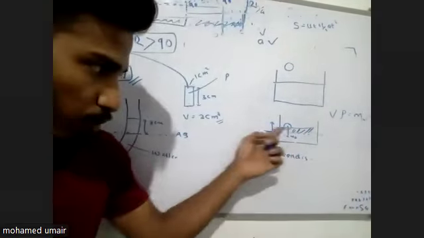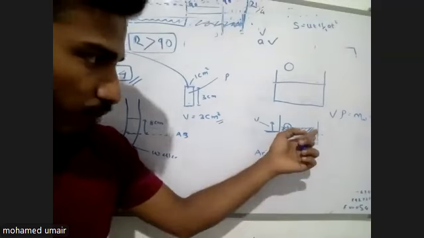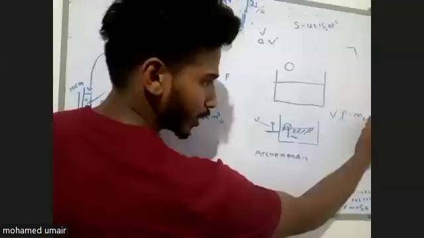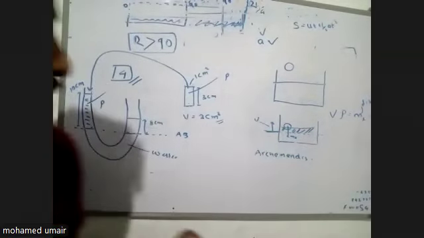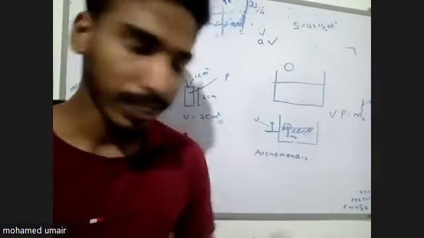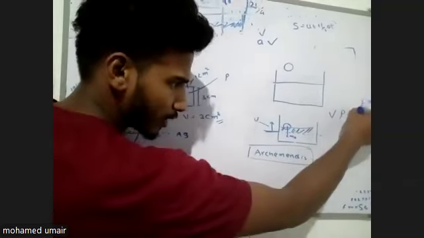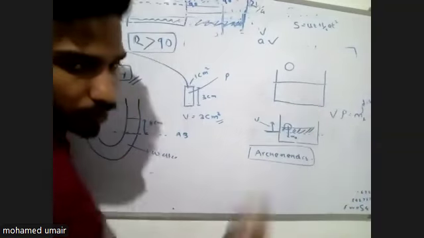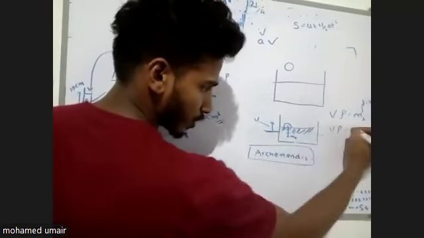This is the displaced volume. I take it as V. Displaced volume into density of the liquid will get you the mass of the liquid, the mass of the liquid displaced. Okay. So just remember that point. And according to the Archimedes principle, this displaced mass will be equal to the mass of the object.